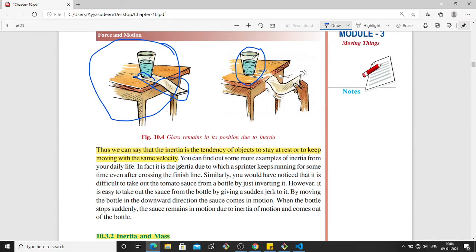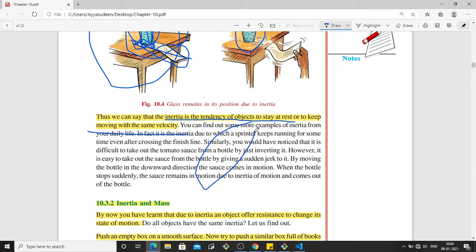So now you can understand that inertia is the tendency of objects to stay at rest, or to keep moving with the same velocity. So even if you apply force, it has some tendency to resist. They have given other examples as well. You can read about them here.